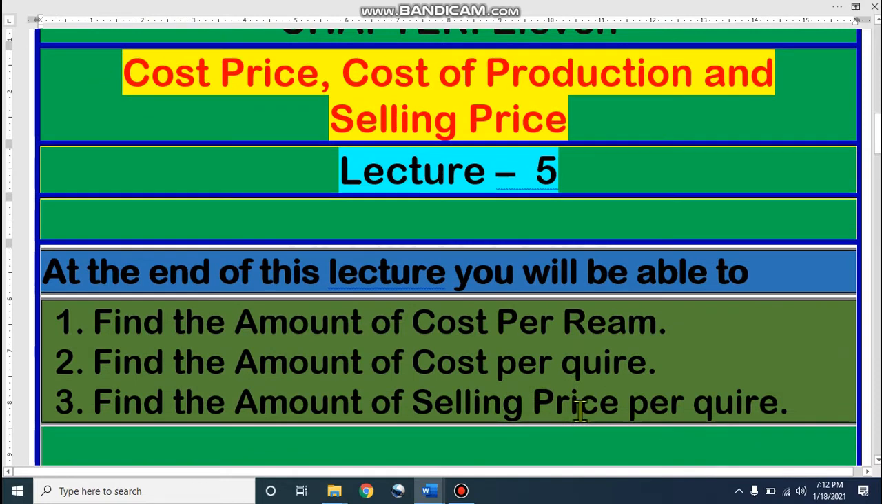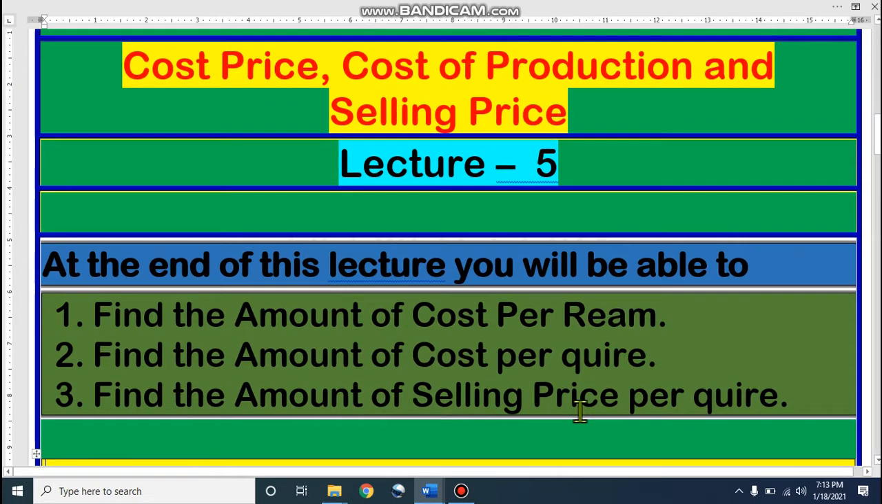Dear student, today we'll discuss calculating cost price, cost of production and selling price. That means how we'll determine cost price and cost of production or selling price.